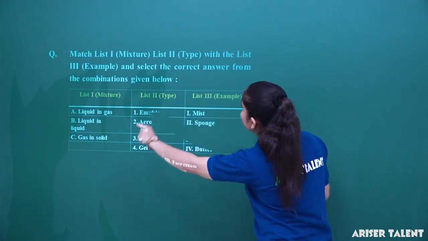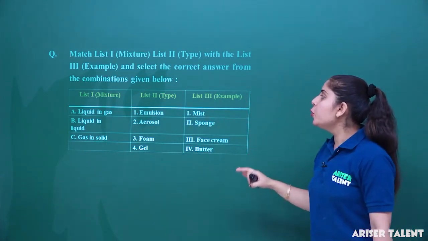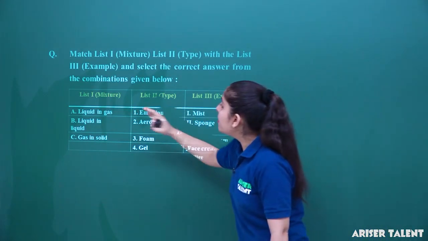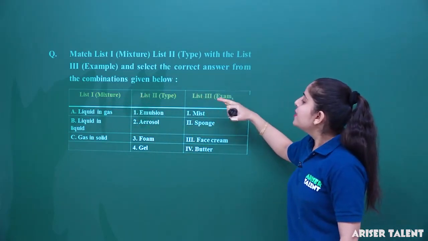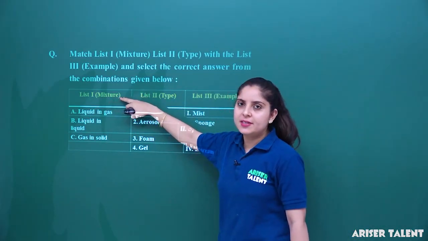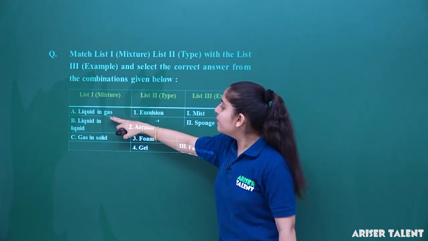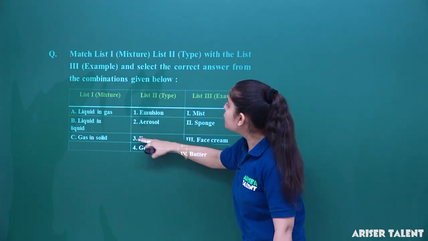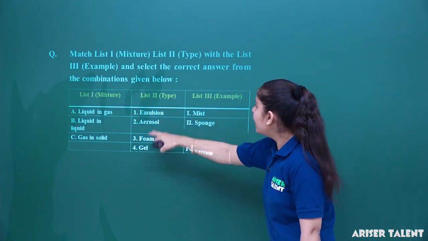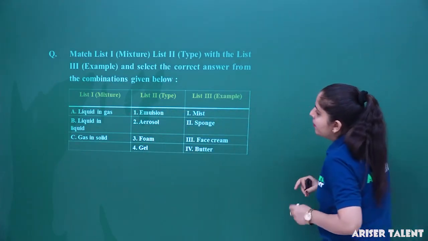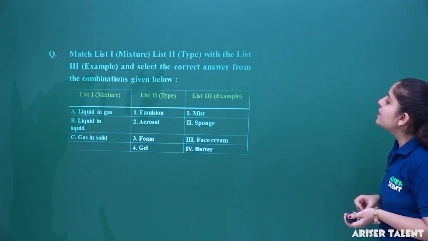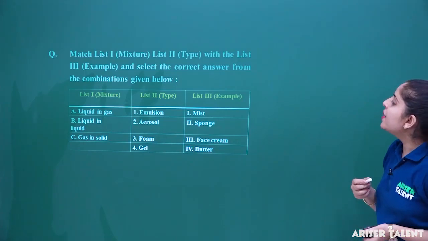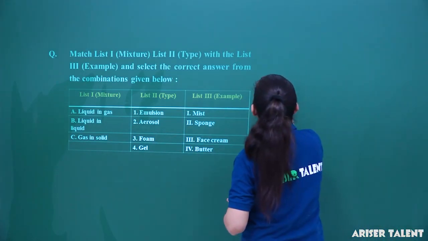In this question, you have to match lists 1, 2 and 3. Here you are provided with the mixtures: liquid and gas, liquid and liquid, and gas and solid. The type of solution each is called is provided, and the examples are given here. Now, let us check the first example. The first one is liquid in gas.